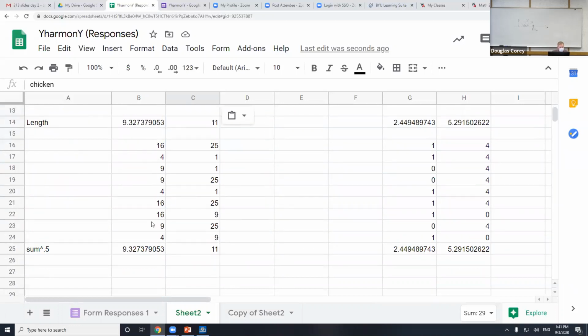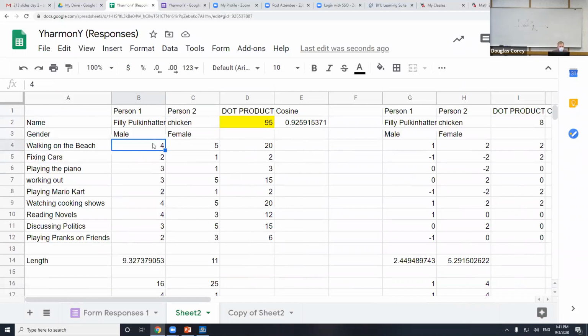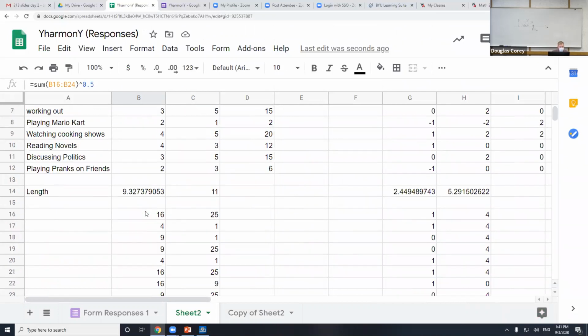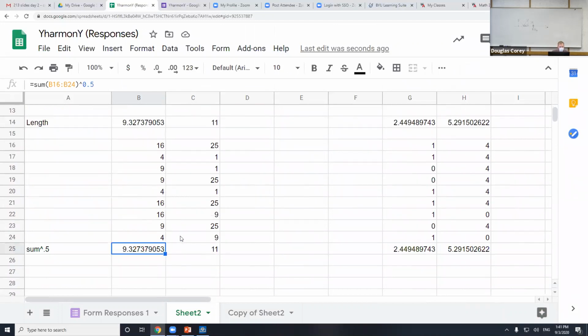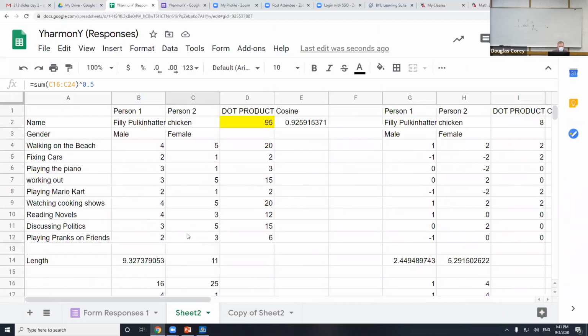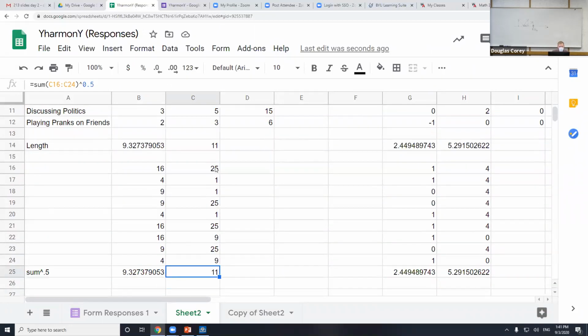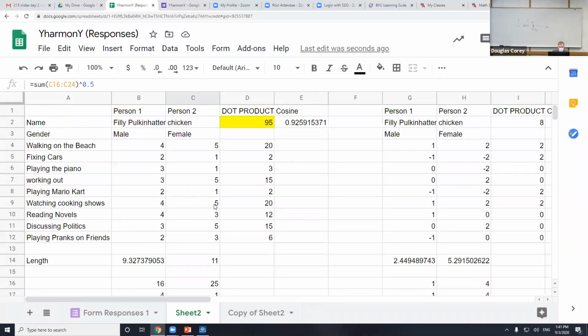So here I've squared each of these. Like this is just B4 squared. If we look at B4, here's B4. So 4 times 4 is 16. 2 squared is 4. So I squared them all, and then I added them up, and I took the square root. So Philly has a length of 9.3, and chicken has a length of 11. Wow. You know, chicken really likes things and hates other things. Look at that. Lots of 5s and 1s.